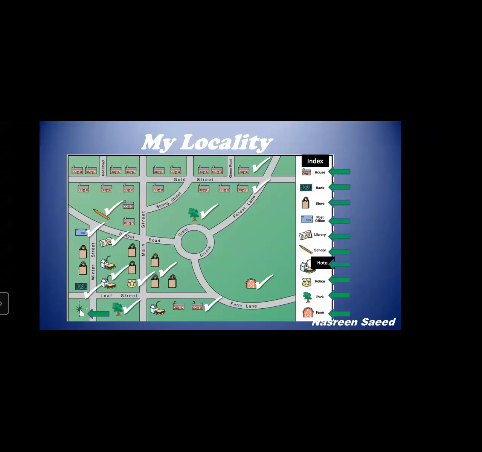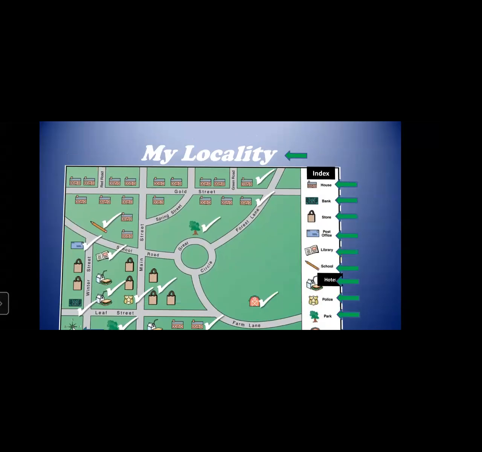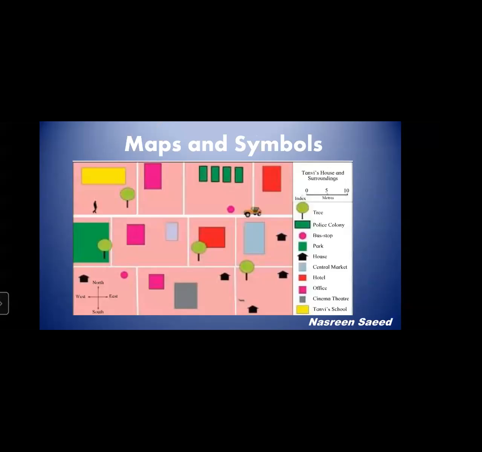Now the map is complete. How is it complete? First I gave all the index information. Now I'm telling you the parts of the map. It has the directions, which shows that the map is complete. Then we have the title, My Locality. That is the title or the name of the map. Now in that index I did not include the scale. Why did I not include the scale? Because it was just for representation purpose.